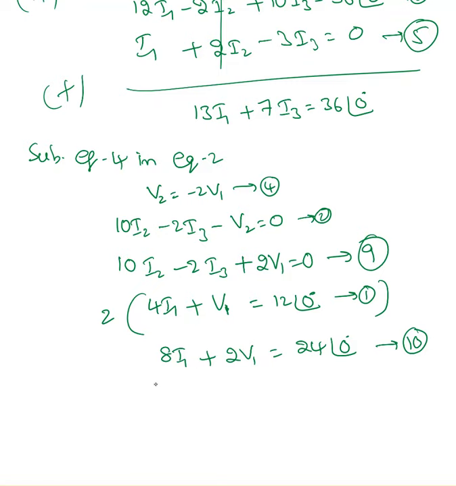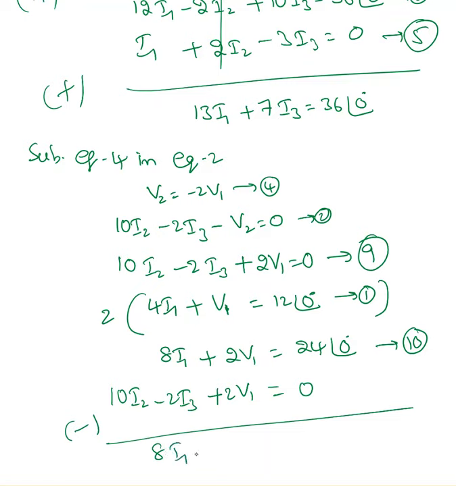So ninth equation, I have 10i2 minus 2i3 plus 2v1 equal to 0. I'm going to subtract this. So I'll end up with 8i1 minus 10i2 plus 2i3. When I'm subtracting, those two get cancelled out. 24 at an angle of 0. This is my 11th equation.